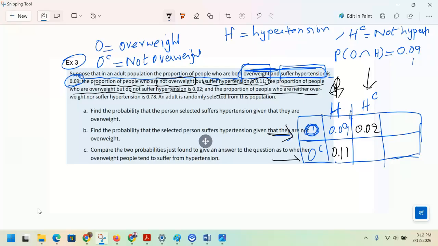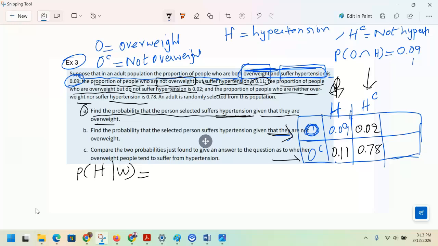And also the last one, who are neither overweight nor hypertensive. That means this one, not overweight and no. So this is organizing. Now the question is asked: find the probability that a person selected suffers from hypertension. This is a very nice problem. The probability that a person is selected and suffers from hypertension, but it is told to us, given that he is overweight, so it is W.